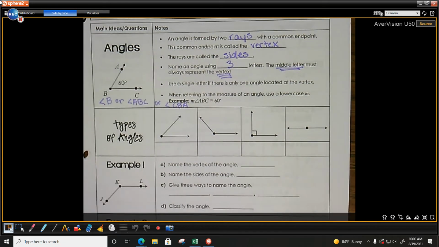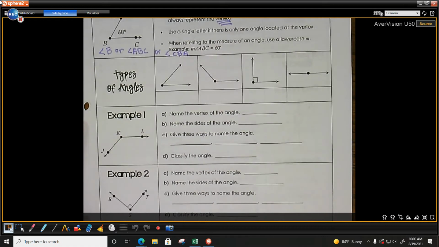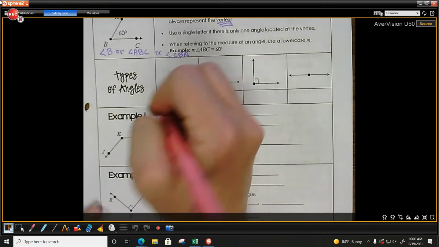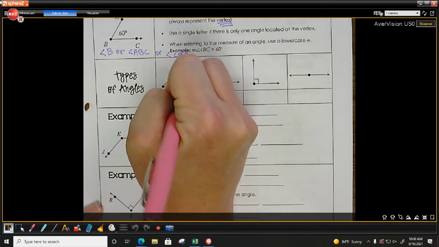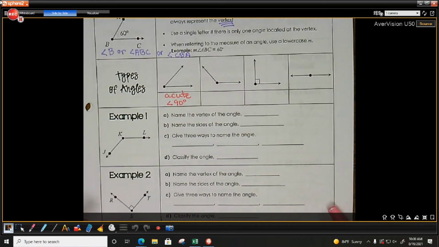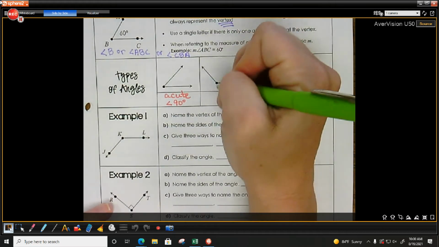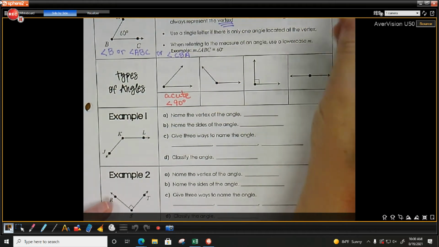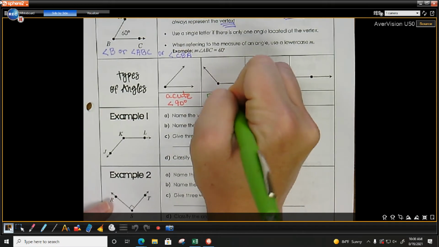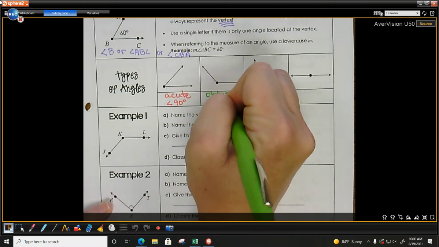So let's name these angles. This one is a little small one. So this one's our what angle? Acute. Because it is less than 90 degrees. This one's big and fat. It is obtuse. Because it is greater than 90 degrees.